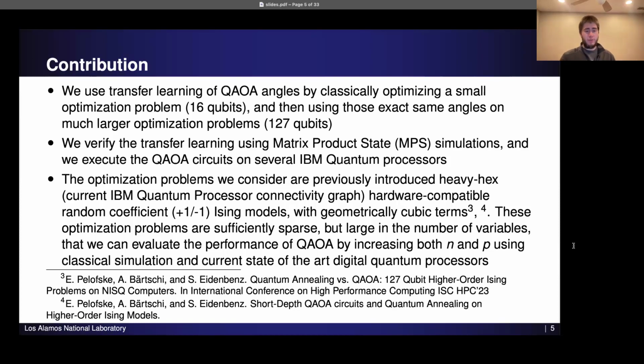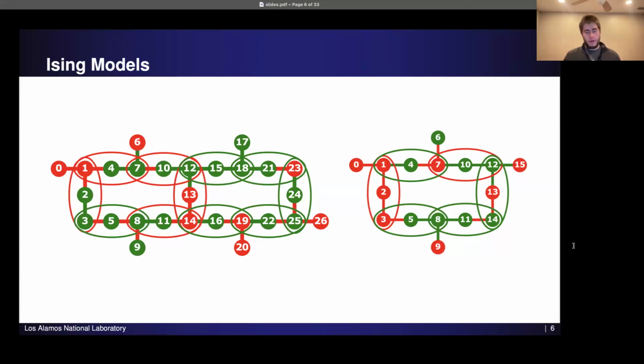So these optimization problems are sufficiently sparse, but have a large number of variables, that we can evaluate the performance of QAOA by increasing both n and p using classical simulation, matrix product state simulation, and IBM quantum hardware.